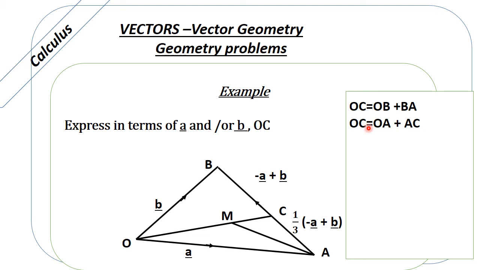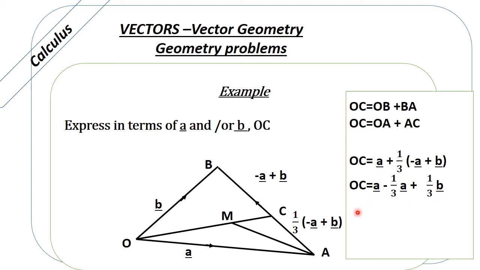Then another direction is OC equals OA plus AC. Like I said, we can use OB plus BC or OA plus AC. OA plus AC is the simplest. So OC, OA we know from O to A is A. Then from A to C is just this. So we can say A plus this. What we do is we expand the brackets so that we can put like terms together. Expanding the brackets is going to be 1/3 times negative A, negative 1/3 A, 1/3 times B, 1/3 B.